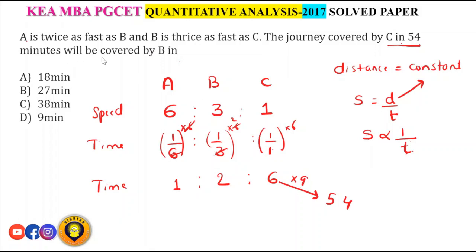Therefore, in how many minutes will B cover his journey? So B covers the journey in 2 units. That is 2 into 9, which is 18 minutes. So the answer here is 18, option A.